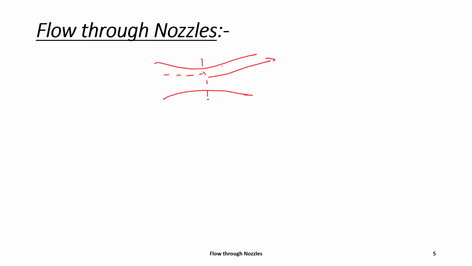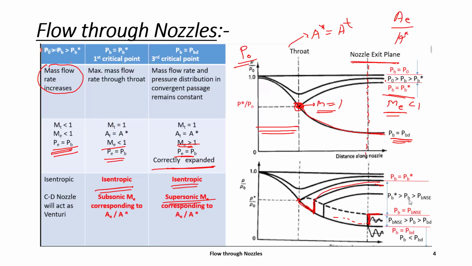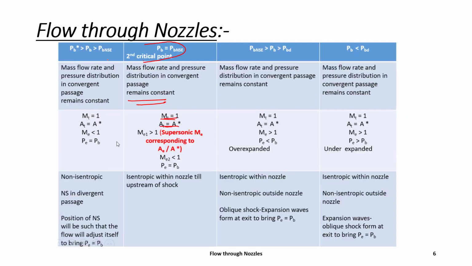And in between the second critical point and the first critical point, these will be the conditions. The mass flow rate and pressure distribution in the convergent part will be constant after the first critical point, no matter how much we reduce the pressure.